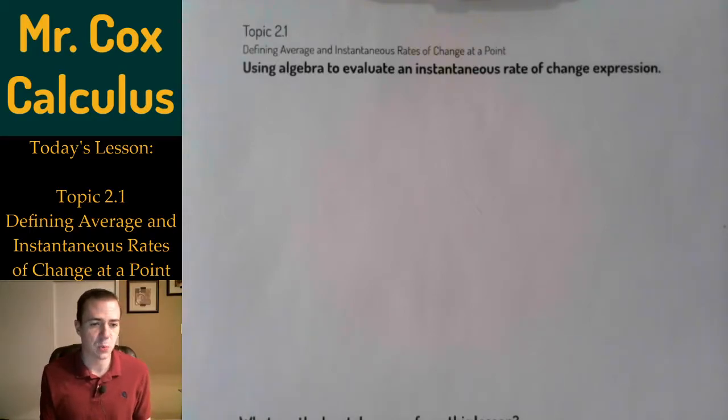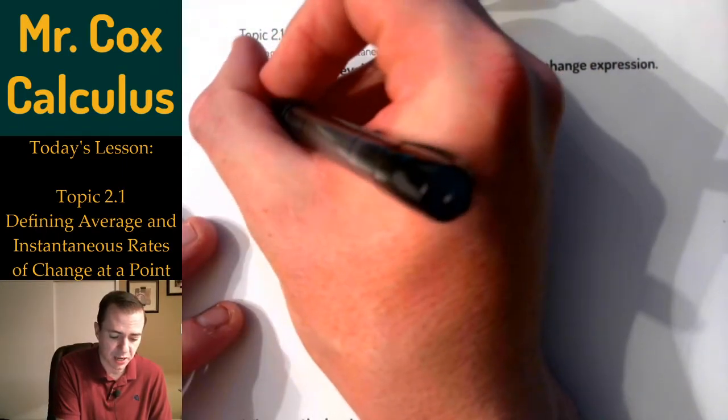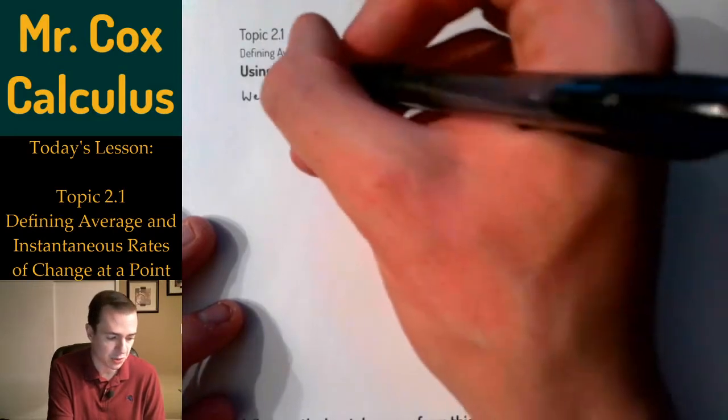We'll focus on some more complex algebraic expressions in the future, but for right now, I want to show you just kind of what this process is going to look like of evaluating that instantaneous rate of change expression that we wrote in the previous video. So let's just take a look at a different function. I want us to be able to verify a result that we already know is going to be true.